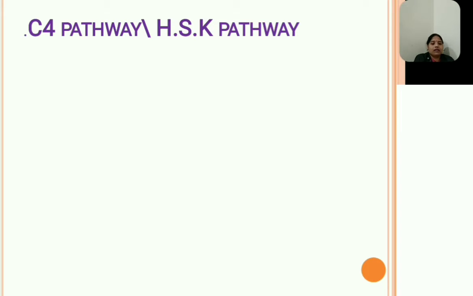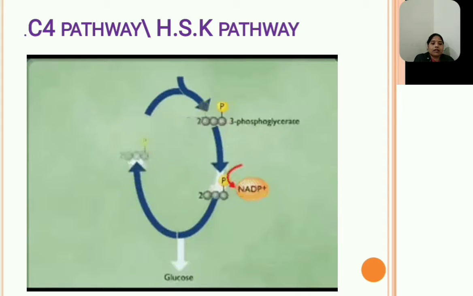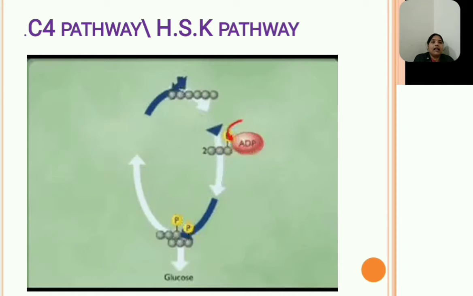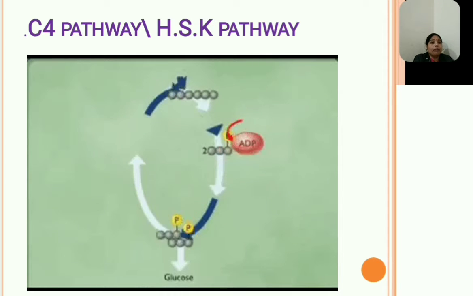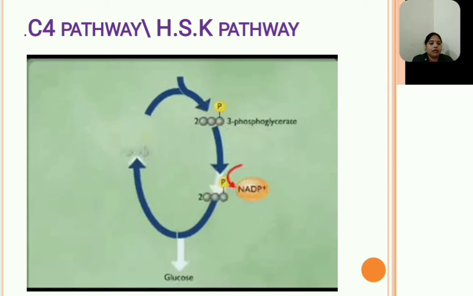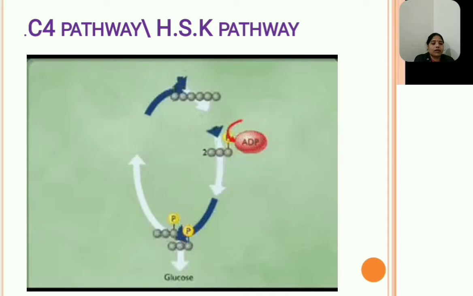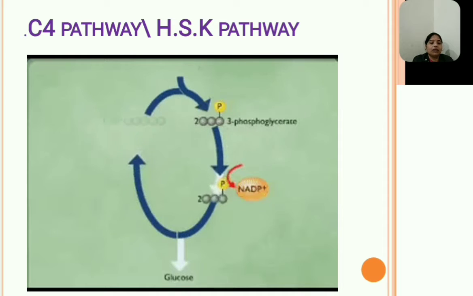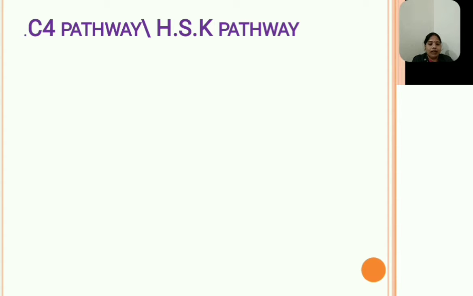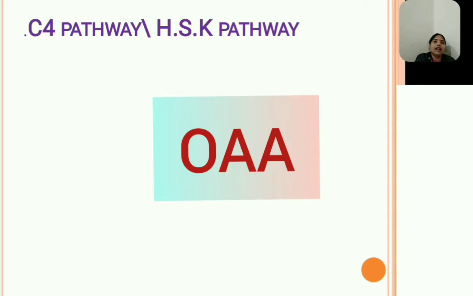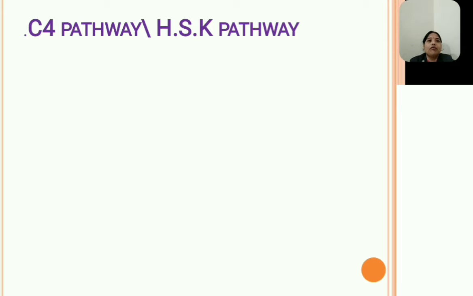So those plants in which carbon dioxide fixation takes place by the Calvin cycle are known as C3 plants, because the first stable compound, the first product of carbon dioxide fixation, is made up of 3 carbon PGA. But in the HSK pathway, the first carbon dioxide fixation product is a 4 carbon compound, OAA, oxaloacetic acid. Hence such plants are known as C4 plants.